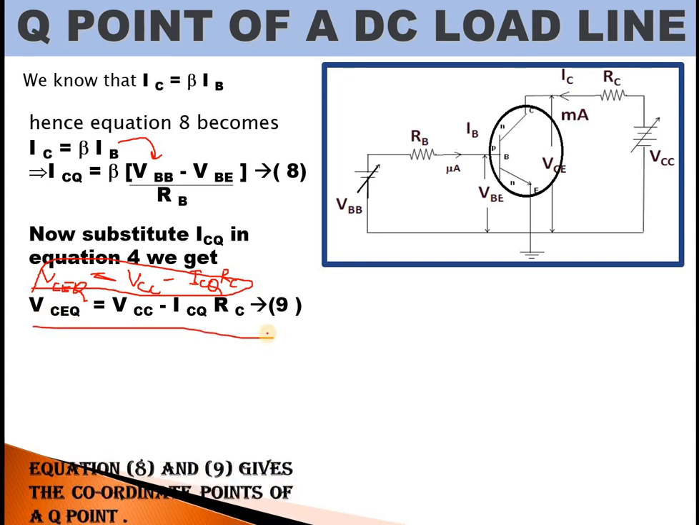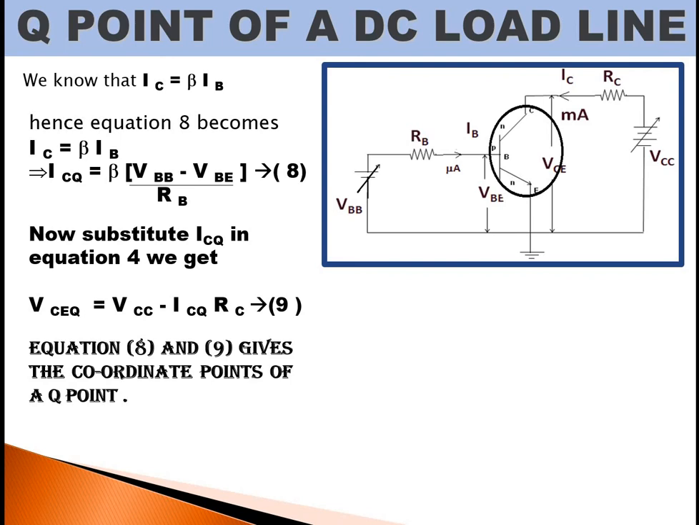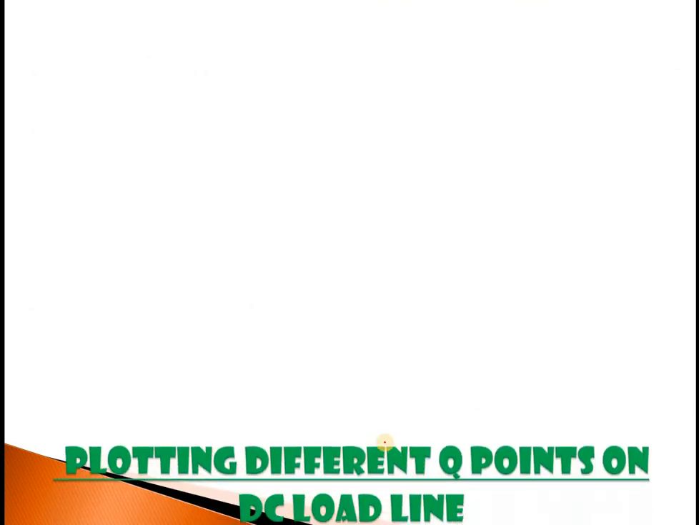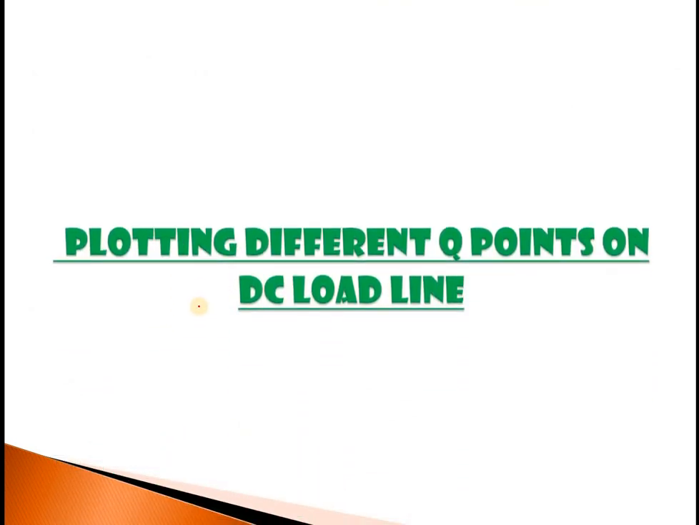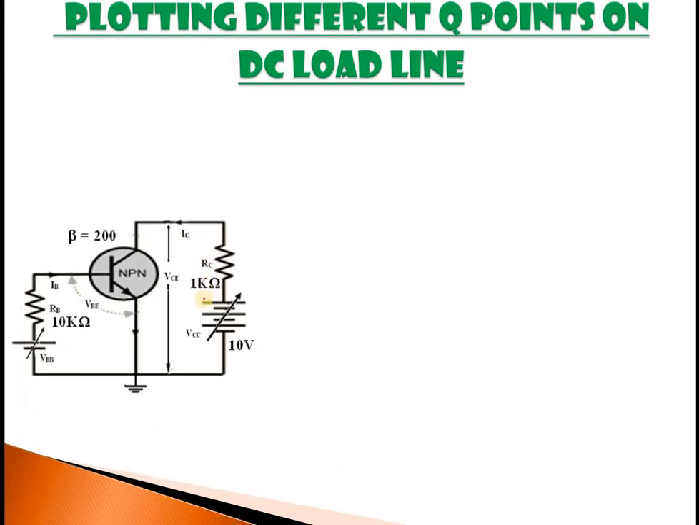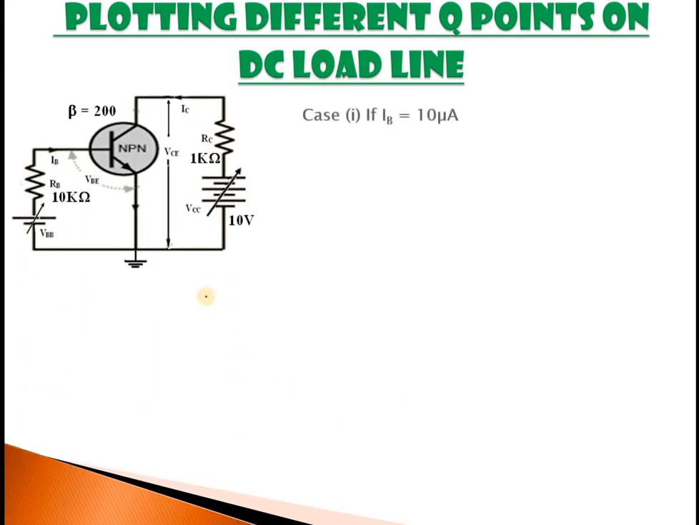So by doing this, I am getting ICQ as well as VCEQ, that is equation 8 and 9 will give me the coordinates of Q point. I have shown here the DC load line with the Q point once again. Now let us see how to plot different Q points on DC load line. That is what I said, significance of DC load line.